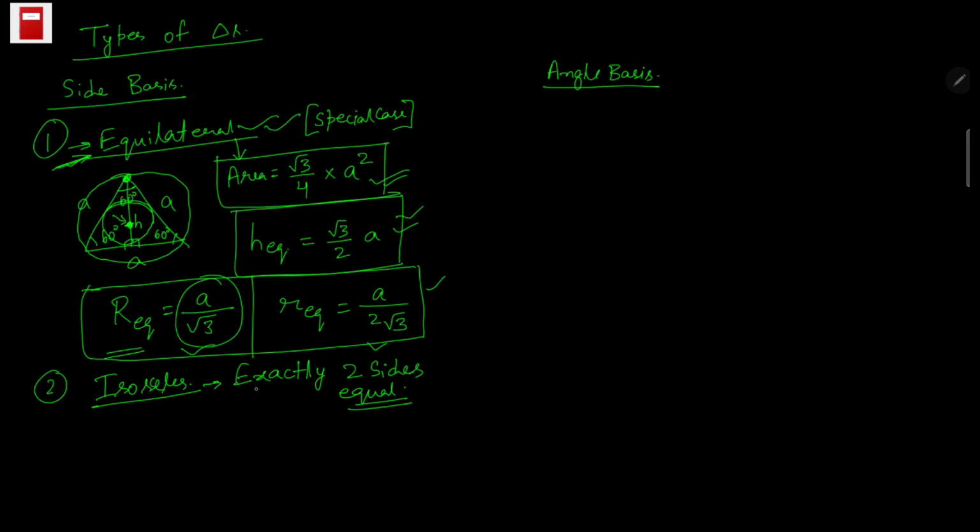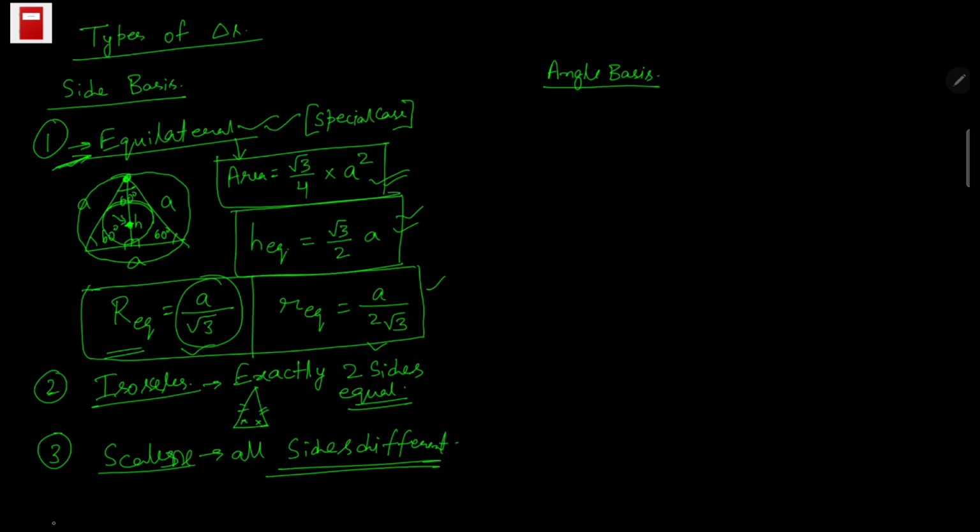And obviously the angles opposite to the equal sides will be equal. So this angle and this angle will be equal, right? There's nothing more about the isosceles triangle right now. We'll come back to this at a later point. And the third type is the scalene triangle. Scalene triangle means no sides equal, or all sides different. All sides different. Okay, that's it.